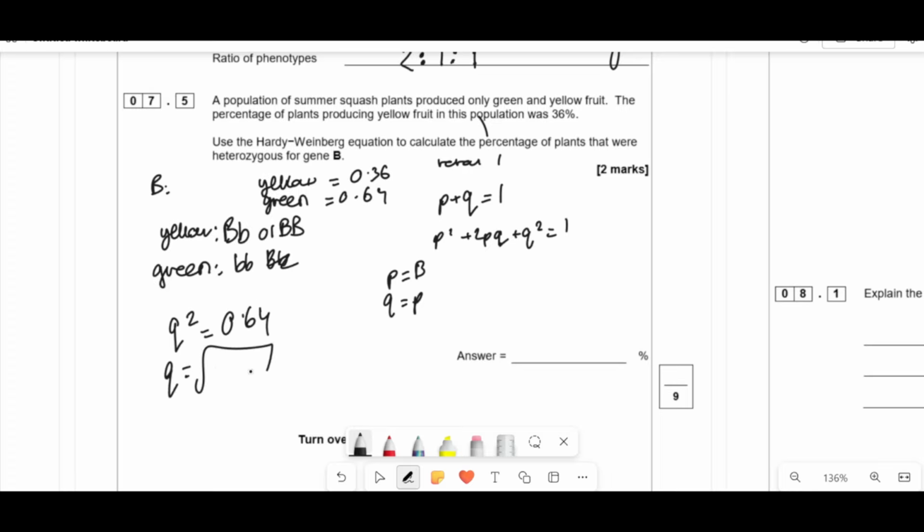So then Q is going to be the square root of 0.64, which is 0.8. Now we know that P plus Q equals 1, so that means P is going to be 1 minus 0.8, which is going to be 0.2. So now I know that P is 0.2, Q is 0.8.